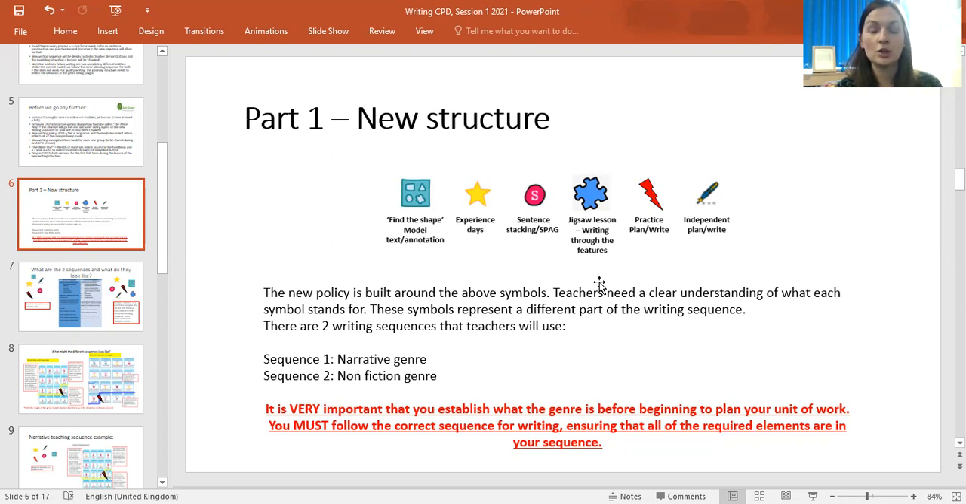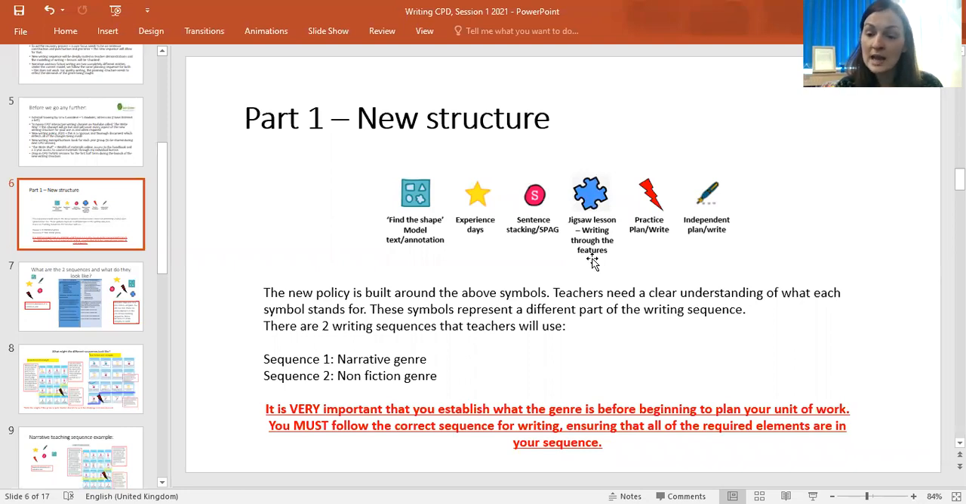So if you think about the structure of a play script, you've got things like introducing the setting, you've got things like the cast members' names down the side, you've got things like stage directions, which are in brackets and often in italics. These jigsaw lessons provide children with the opportunity to write through the features. So in these lessons, children actually practice sections of the writing structure. So if it was a newspaper report, children might need a lesson where they're practicing writing headlines, they're practicing writing a lead-in paragraph with the who, the what, the where, the why, the when.